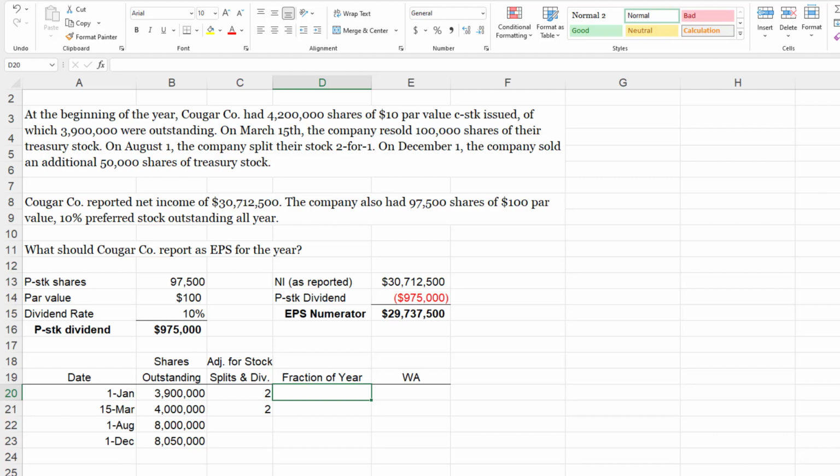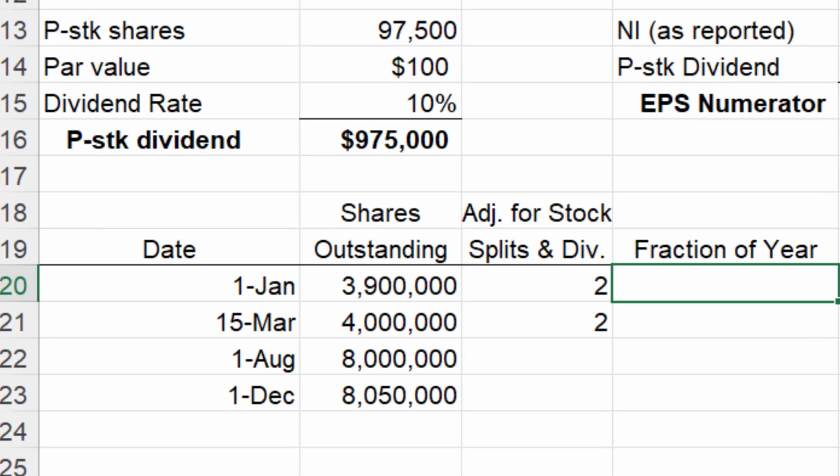So let's go ahead now and calculate the fraction of the year. And the way I'm going to figure this out is it's the amount of time from the date of this change until the next change happens. So in this case, we've got all of January, all of February, and half of March. And most companies will round this to the nearest half a month. So in this case, it's going to be 2.5 out of 12.